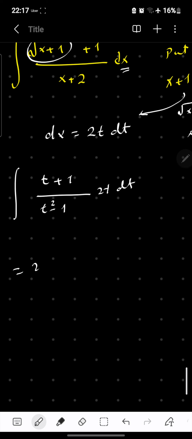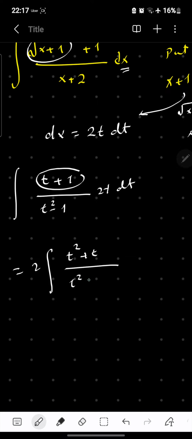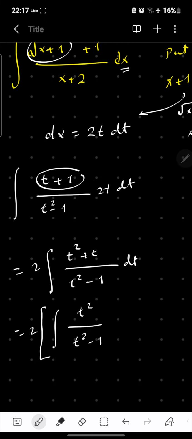Okay, let's write 2 outside the integral. And t squared plus t, we multiply t by the numerator here, over t squared plus 1 dt. Let's distribute: 2 integral of t squared over t squared plus 1 plus t over t squared plus 1 dt.